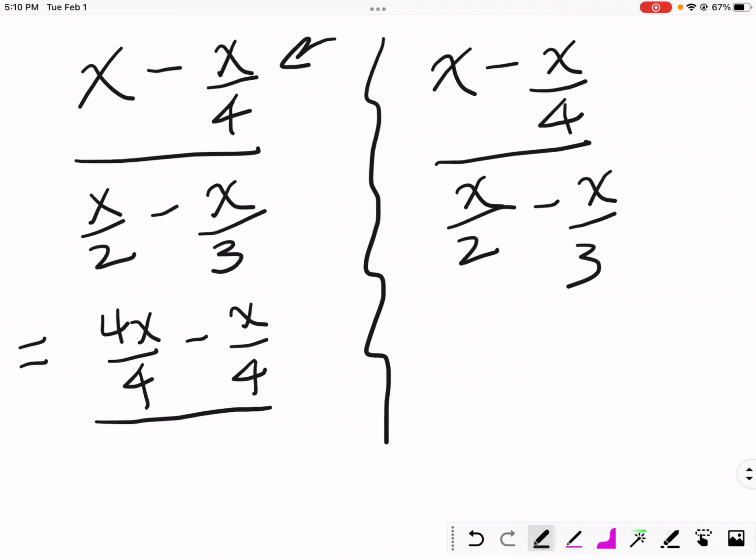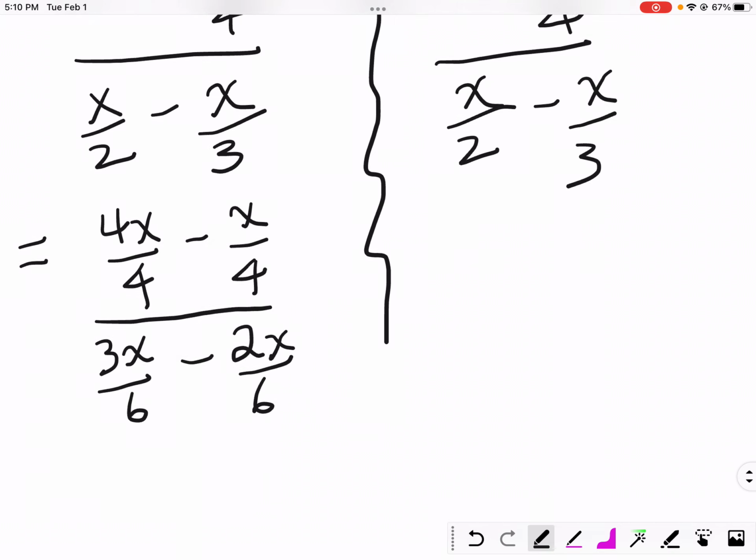And on the bottom, the common denominator will be 6, so I will multiply top and bottom by 3, and top and bottom by 2. Nothing terribly difficult here, just working with common denominators in two different spots.